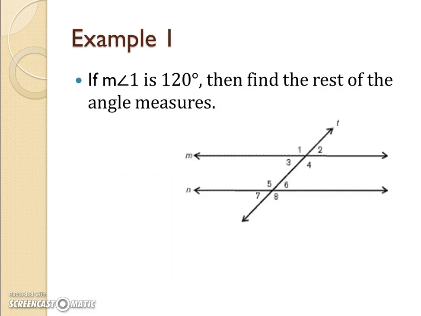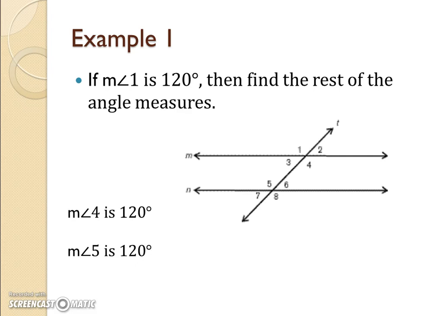A couple examples of how we do this. If angle 1 is 120, we can find the rest of our angle measurements. Well, angle 1 and angle 4 are vertical, so angle 4 is 120. Angle 1 and angle 5 are corresponding, so they're also 120. And then angle 1 and angle 8 are alternate exteriors, so they're 120. The idea is that if angle 1 is 120, then all obtuse angles here are 120. So that's 1, 4, 5, and 8.